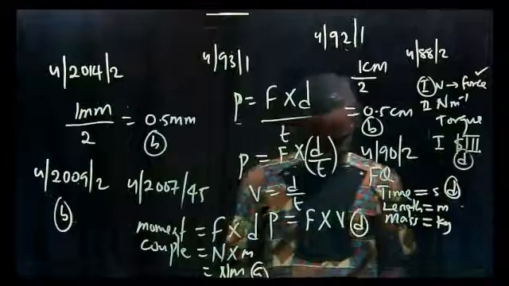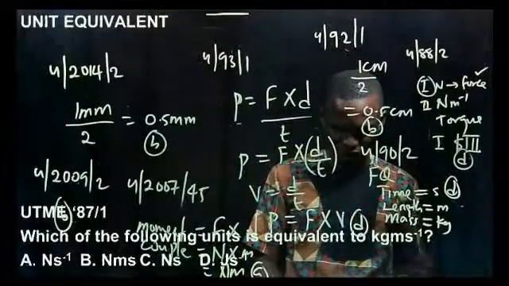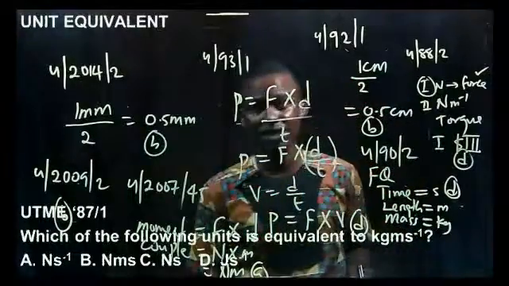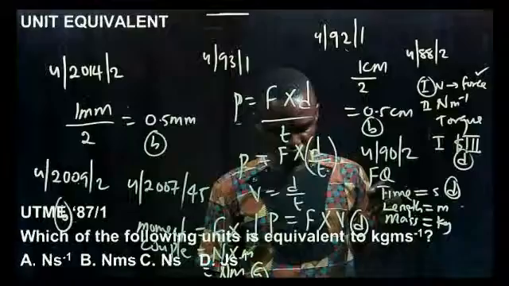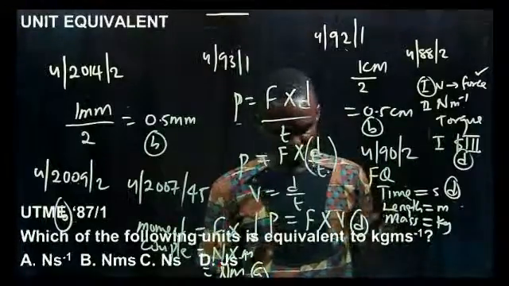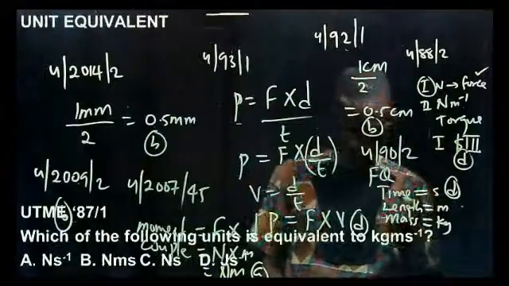Now, quickly, the next question is UME 87 question 1. You can see the question on the screen. Which of the following units is equivalent to kilogram meters per second? And the correct answer, of course, is Newton seconds, which is option C.